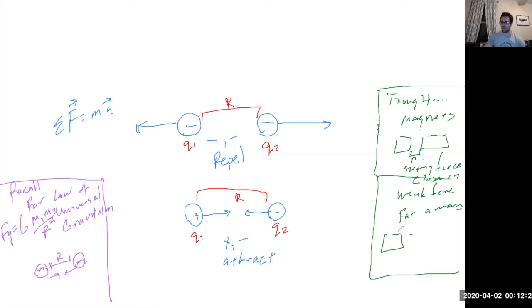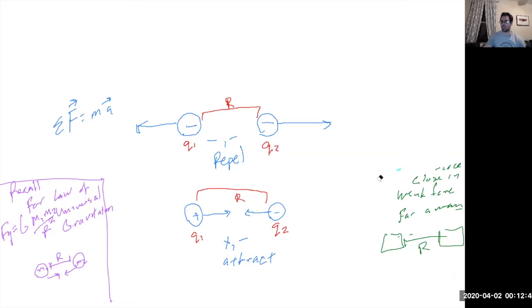So if we have two magnets over here, and they're, say, distance big r apart, we have this weak force. And it turns out that because electrostatics, or electrons and protons, that charge stuff, is highly related to magnets, it follows a very similar rule. It follows this inverse square type of relationship.